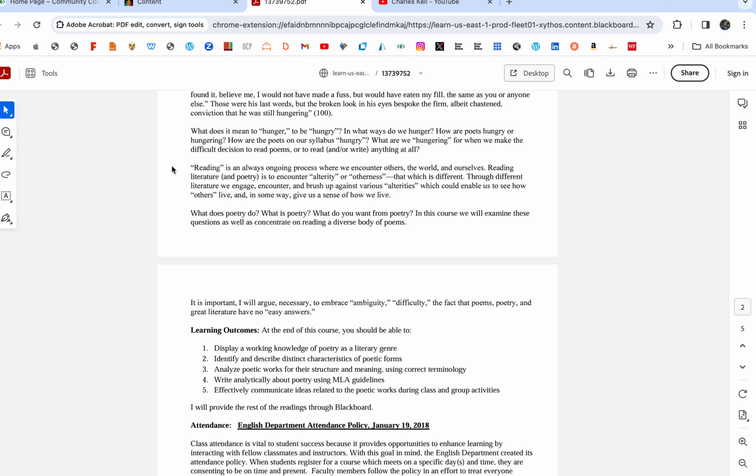That's why I use the big philosophical word alterity there. You can think of identity, sexual, monetary, religious, education, age, ability, all those differences. I think that's the reason to read and encounter otherness. Through these different lenses in literature, we brush up against various alterities which could enable us to see how others live and in some way give us a sense of how we live.